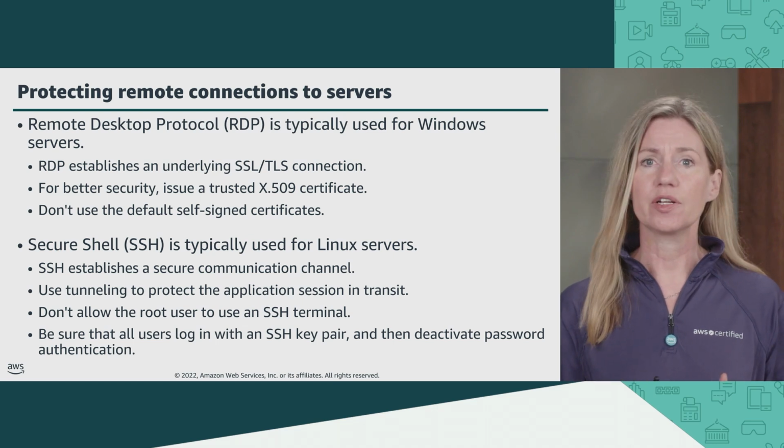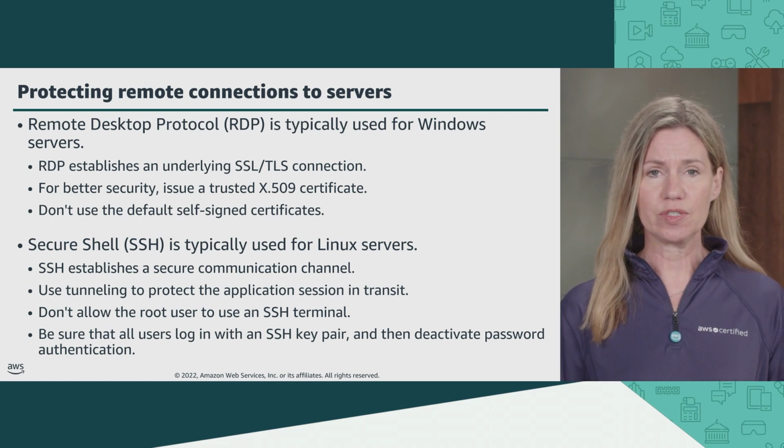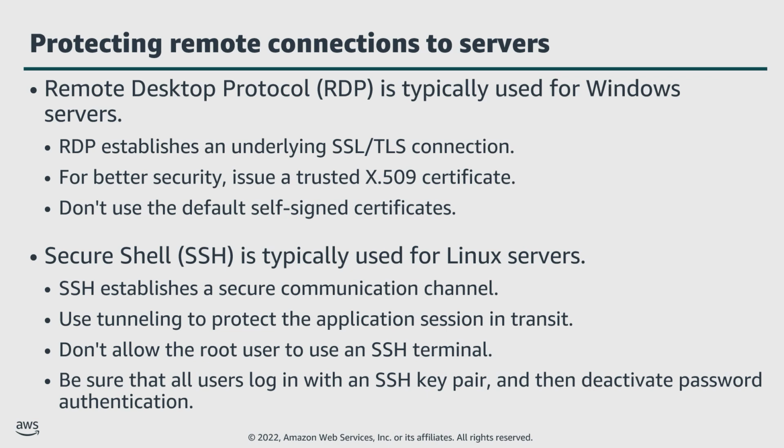Protecting data in transit includes protecting remote connections to servers. Users who access Windows terminal services in the public cloud usually use the Microsoft Remote Desktop Protocol, or RDP. By default, RDP connections establish an underlying SSL or TLS connection. For optimal protection, the Windows server being accessed should issue a trusted X509 certificate to protect from identity spoofing or man-in-the-middle attacks. By default, Windows RDP servers use self-signed certificates, which aren't trusted and should be avoided.